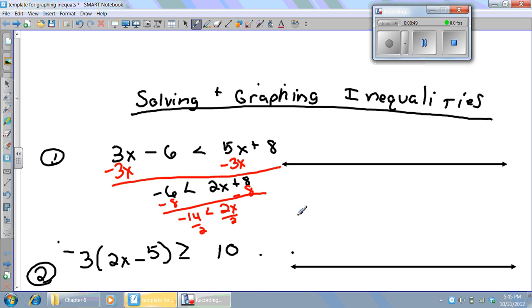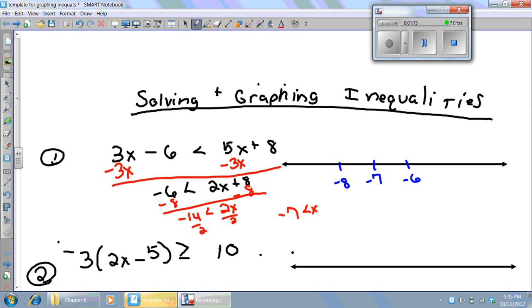And I'm running out of room, but I'm going to write it over here, and I'm going to get negative 7 is less than x. All right, now here's the cool part. I come over here to the number line, and I find negative 7. How do I find it? I put it where I want. Then I'm going to show a number on either side of it. Negative 6 is larger, negative 8 is smaller.